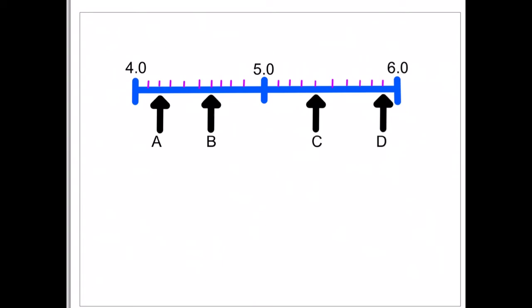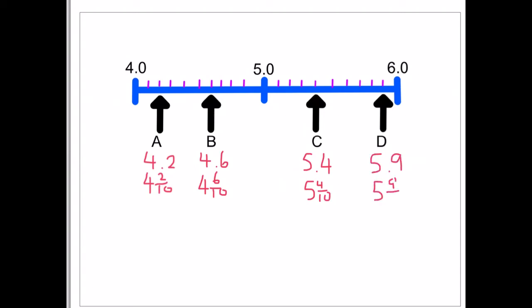Okay, like the previous question, our number line is moving up in tenths. So A stands for 4.2, which is 4 whole ones and 2 tenths. B is at 4.6, 4 whole ones and 6 tenths. C is at 5.4, 5 whole ones and 4 tenths. And D is at 5.9, which is 5 whole ones and 9 tenths.